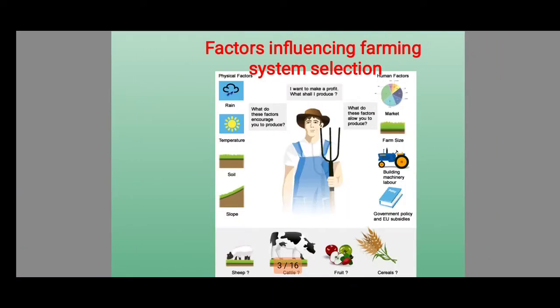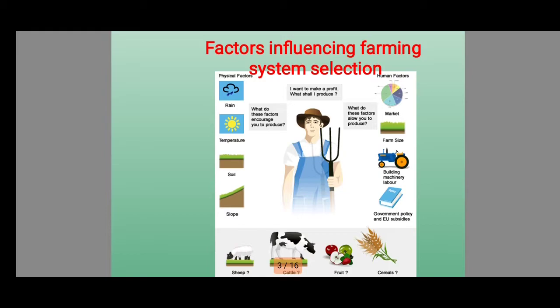The factors that influence the farming system are: do I want to grow cereals, or fruit, or rear cattle or sheep? What is the slope of the land, the temperature, and the rainfall, and what do these factors encourage you to produce? I want to make a profit, so what shall I produce? What do these factors allow you to produce? There are many factors that influence it.